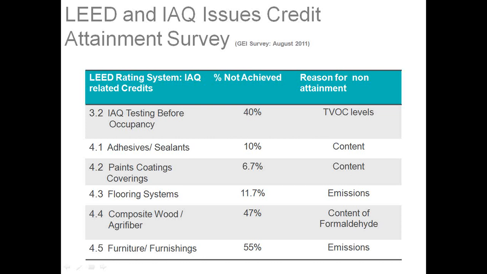But look down at the bottom. Furniture and furnishings. 55% of those 66 projects did not achieve the furniture and furnishings credit because emissions was the requirement.